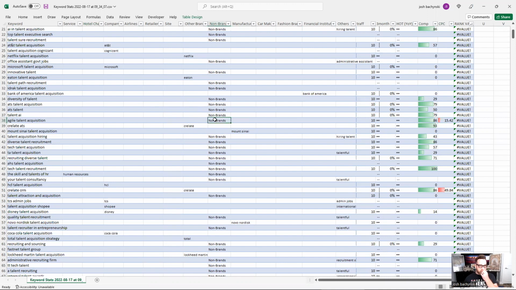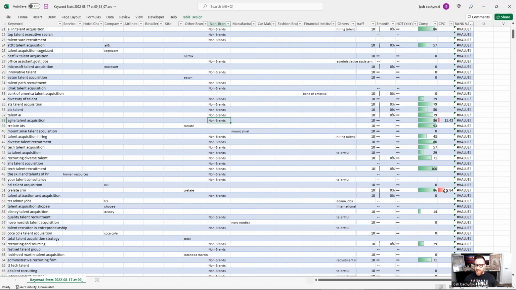Interesting. Okay, so if Agile talent acquisition is a brand, Agile is a brand, they're not enough of a brand that Google is going to see them as a brand yet. They haven't hit that magical number, whatever that magical number is, to be considered a brand in Google's entity extraction sense, which is interesting, meaning that you would have some capabilities to beat them.